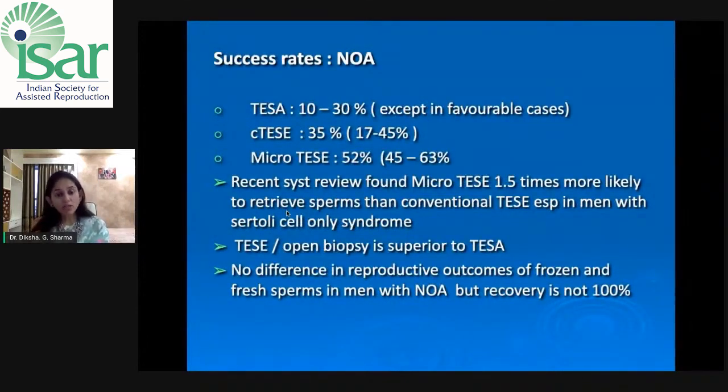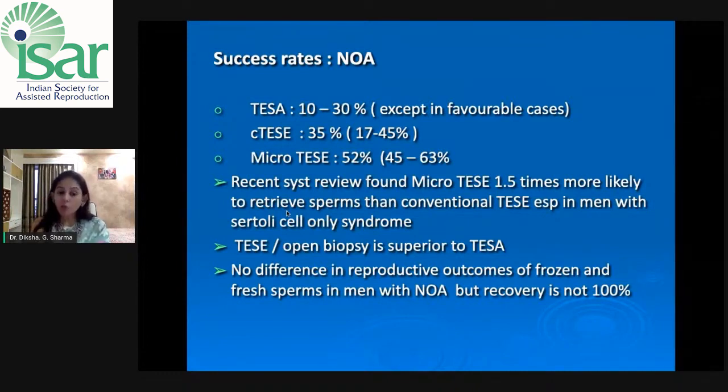What about the success rates of sperm retrieval in non-obstructive azoospermia? With a TESA, we can expect to retrieve sperm in 10 to 30% of cases, so it should only be chosen for favorable cases. With a conventional testicular biopsy, in 35% of cases, ranging from 17 to 45%, we can get sperms, and with a micro-TESE, 52% success rates are there. Recent reviews have found that micro-TESE is 1.5 times more likely to retrieve sperms than conventional procedures, especially if the man has a Sertoli cell only syndrome.